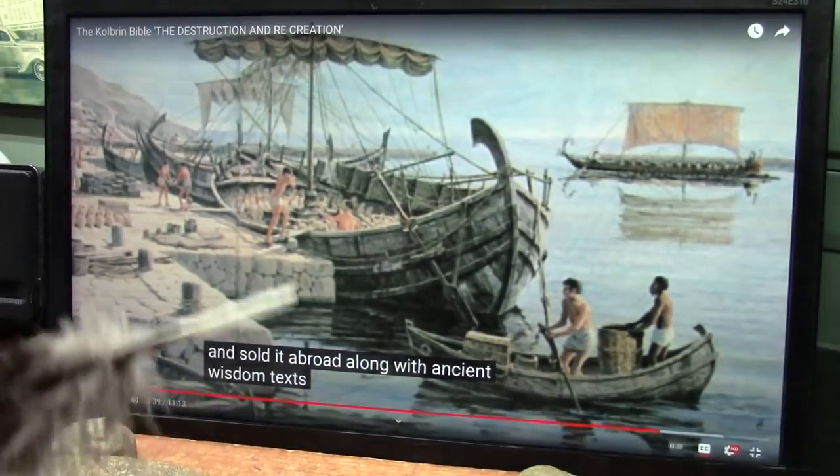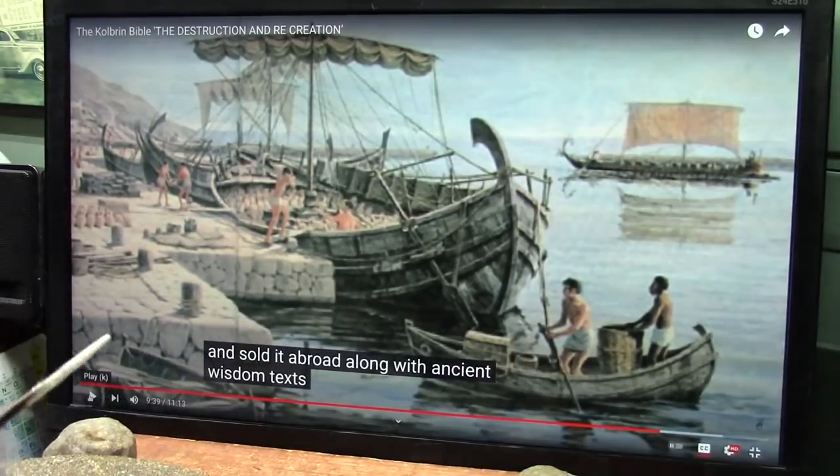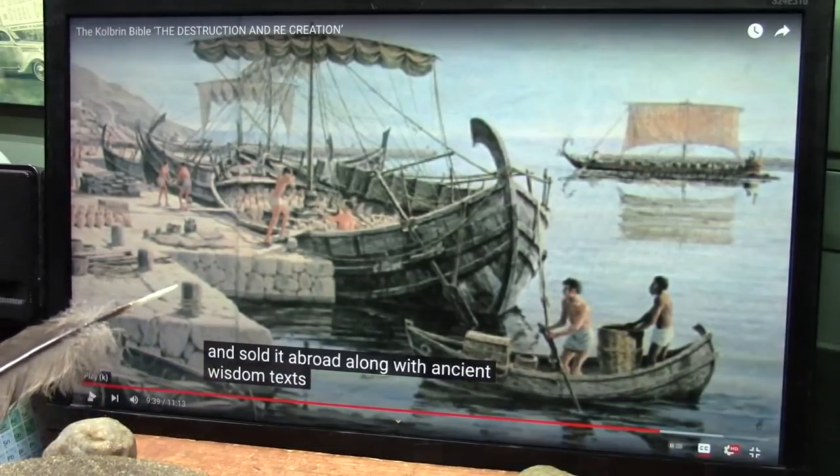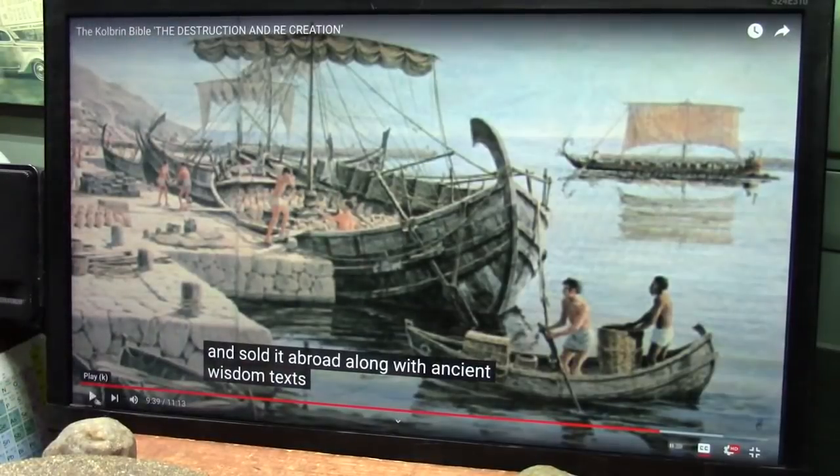All right, the ancient wisdom texts. These are the knowledge passed down by people that really studied and did the work to understand what was written before. And I'm sure they had all kinds of information that's been completely just lost. Let's just go with that.